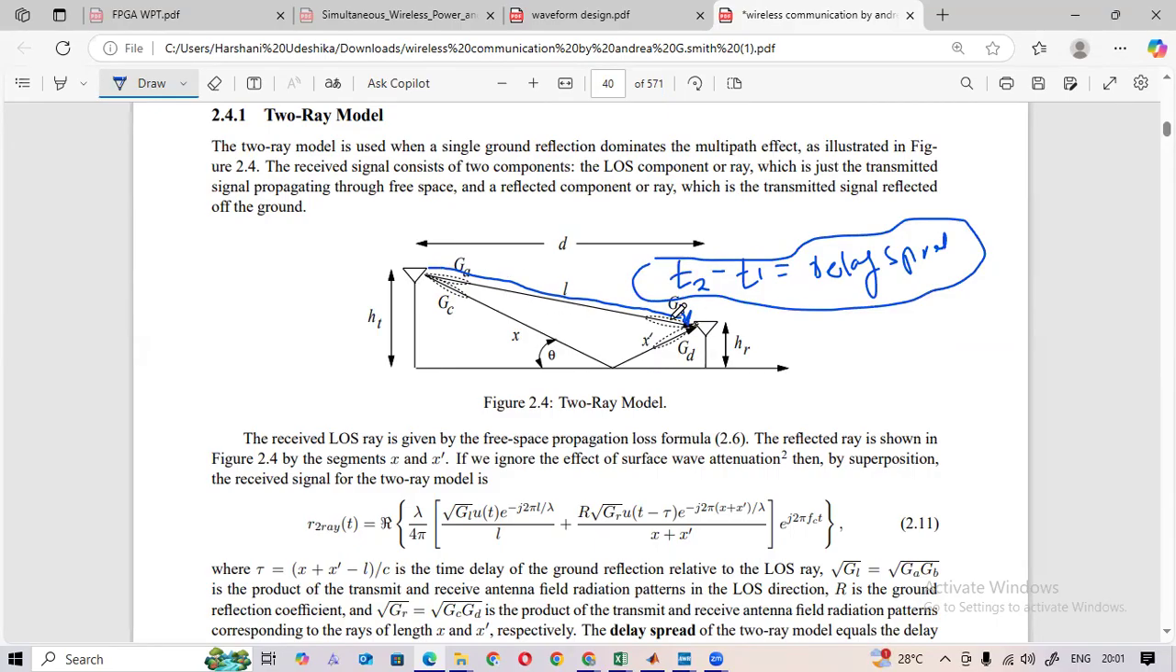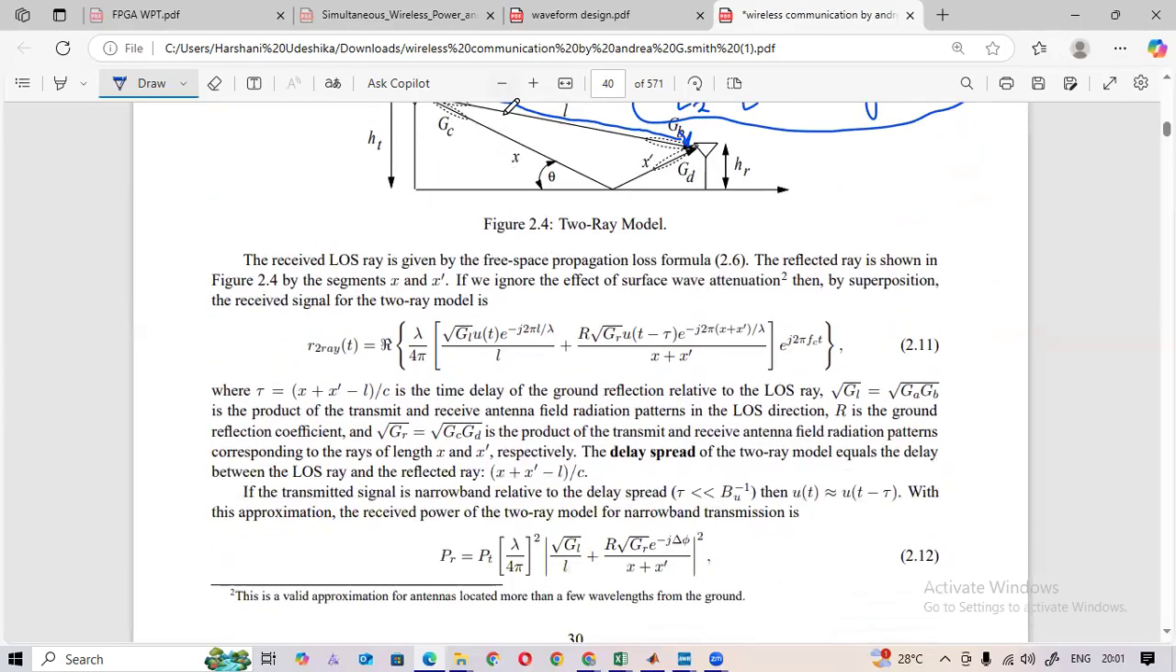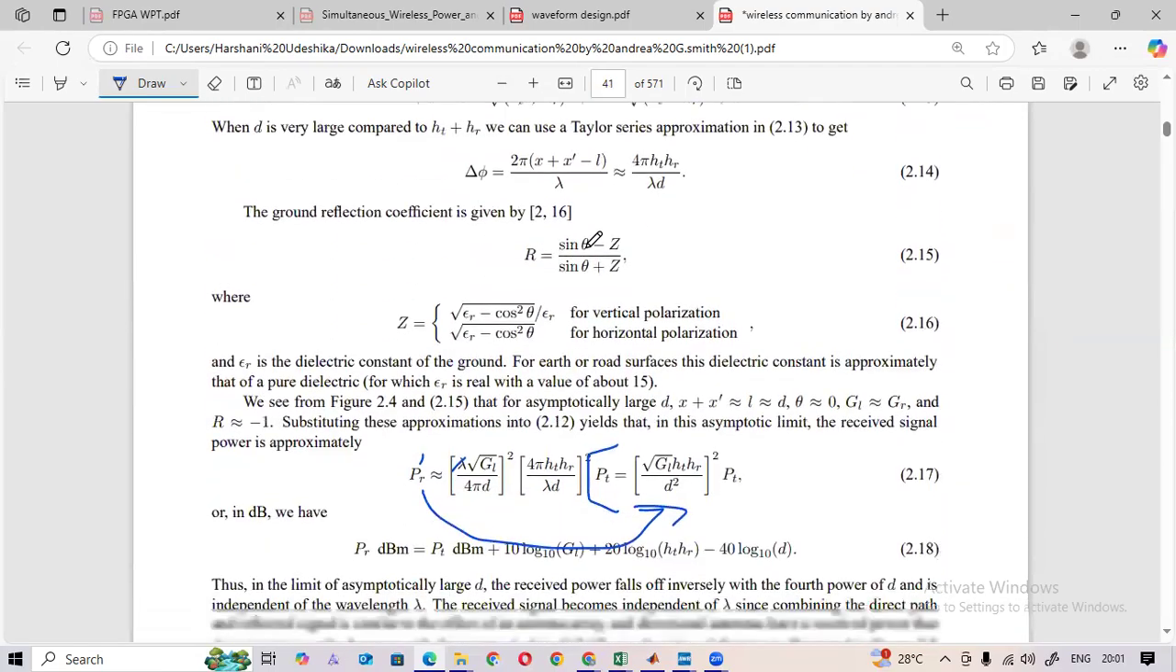So maybe you are given this distance. If the distance is given, you know the traveling velocity, that is the light velocity, then you can calculate t. Then you can find the delay spread. And if these paths are not given, again you can find the delay spread.